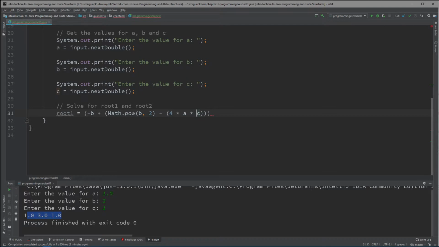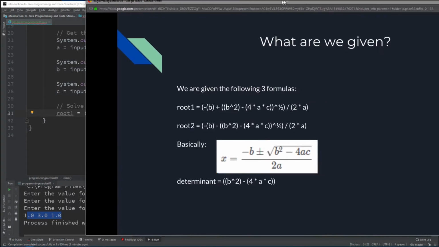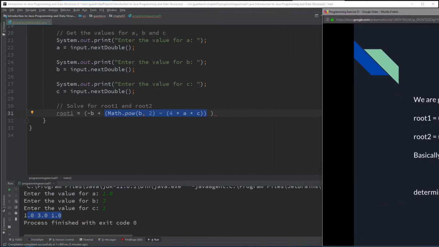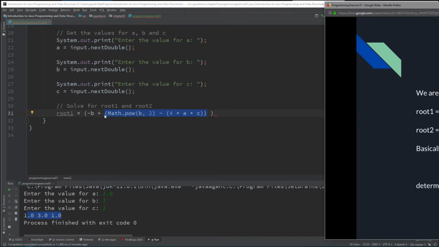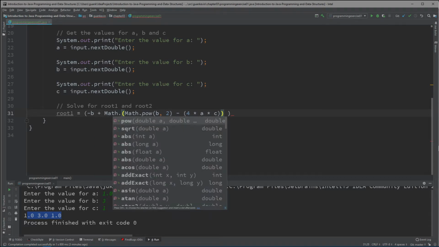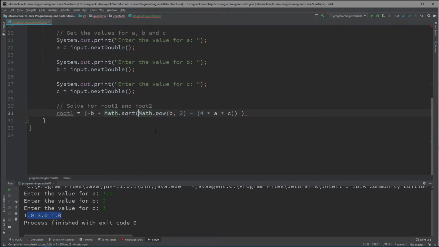Now here's the tricky part. You have to square root this whole entire thing. Remember, you have to square root this whole thing: b squared minus 4ac, square root it. To do that, we use another math function, Math.sqrt, which stands for square root, and it only takes in one value. So it takes in this whole thing and square roots it.